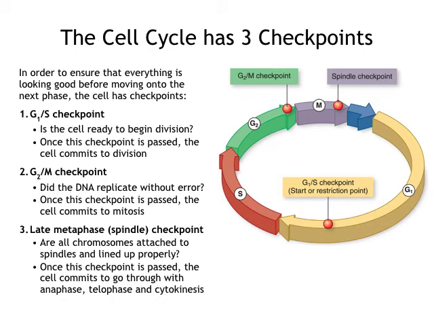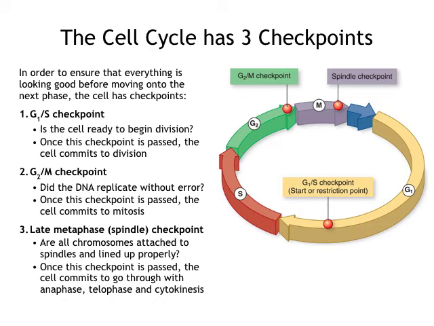If this is not the case, what happens in any of these checkpoints, if the answer is no, is the cell cycle is going to stop right there, and it's not going to go on until the errors are fixed. The cell cycle will not go on until it's fixed. And if it's never fixed, then that cell will die. It will actually kill itself using a program called apoptosis, or programmed cell death.